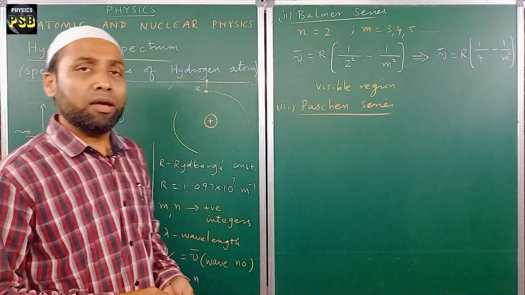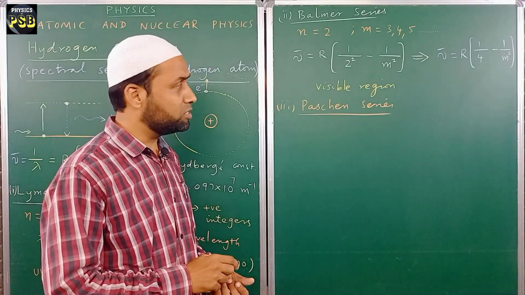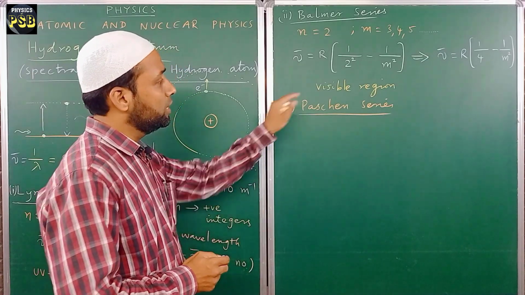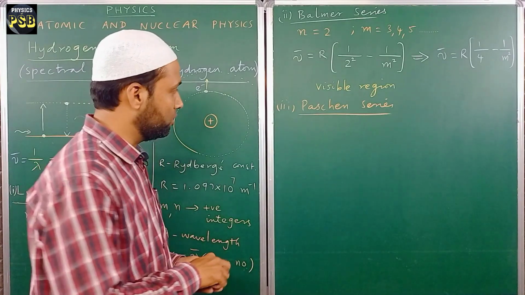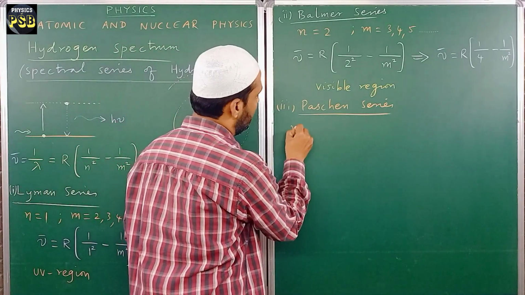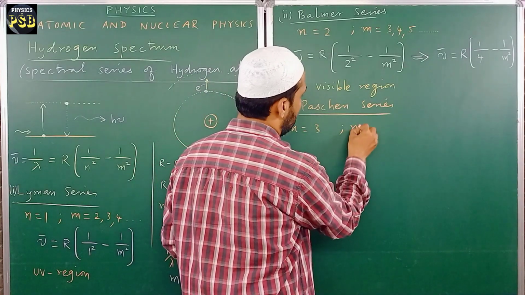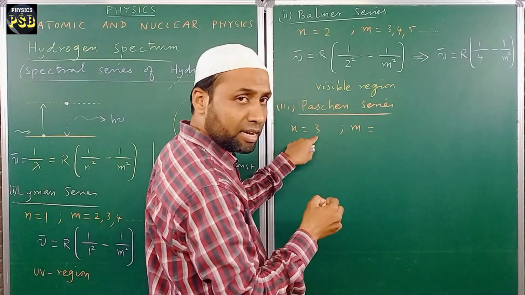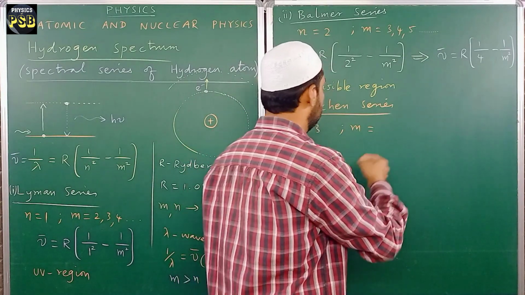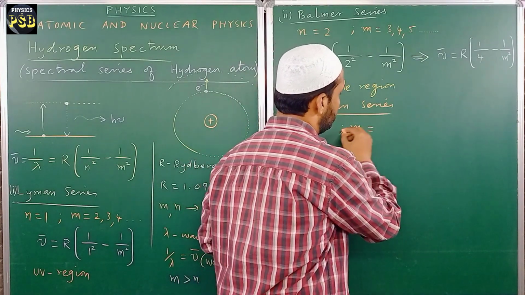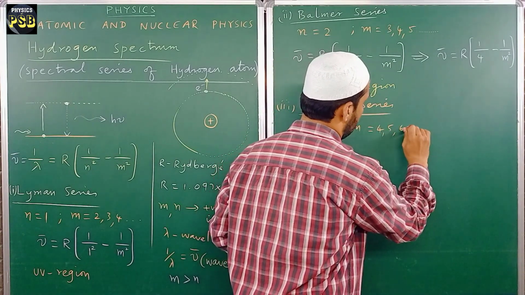When electrons from outer energy levels fall to the third energy level, then we obtain Paschen series. So when an electron jumps from any other outer orbit to the third orbit, or third energy level, we obtain the Paschen spectral series. So here m is 4, 5, 6 and so on.